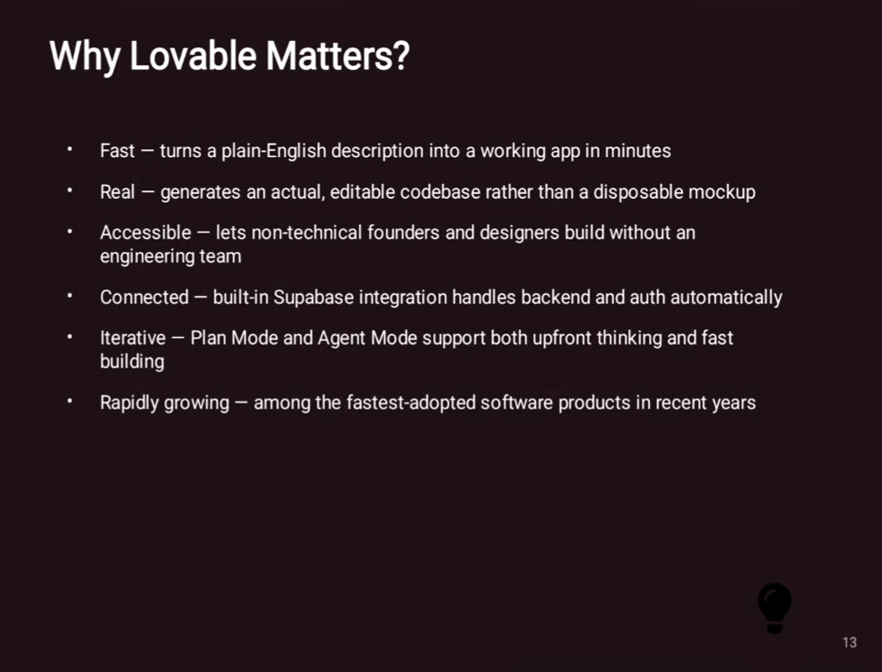Why Lovable matters. Fast: it turns a plain English description into a working app in minutes. Real: it generates an actual editable codebase rather than a disposable mockup. Accessible: it lets non-technical founders and designers build without an engineering team. Connected: built-in Supabase integration handles backend and auth automatically. Iterative: plan mode and agent mode support both upfront thinking and fast building. Rapidly growing: among the fastest adopted software products in recent years.